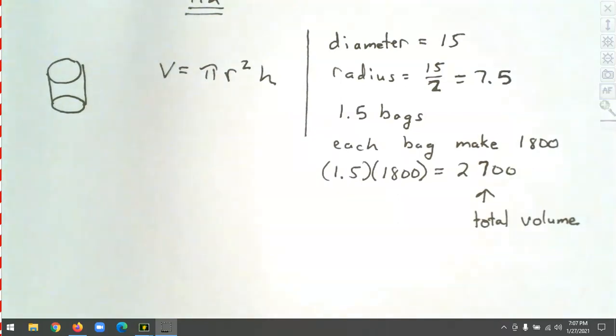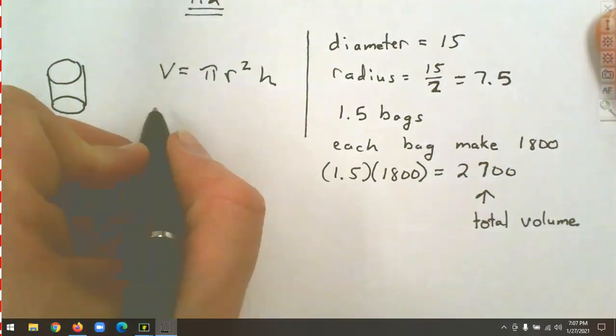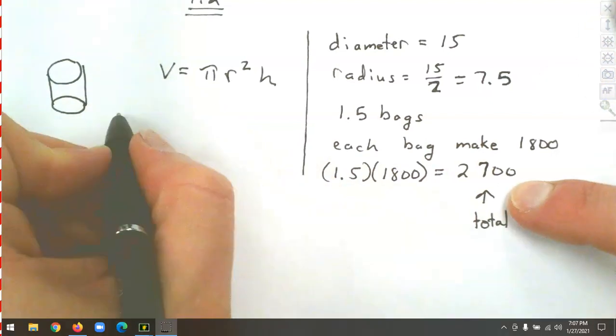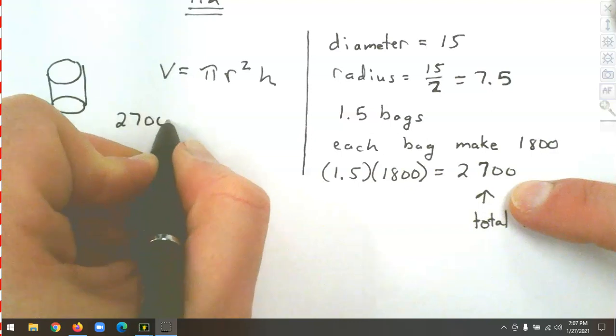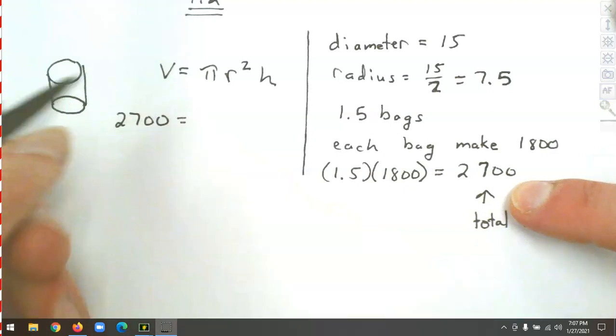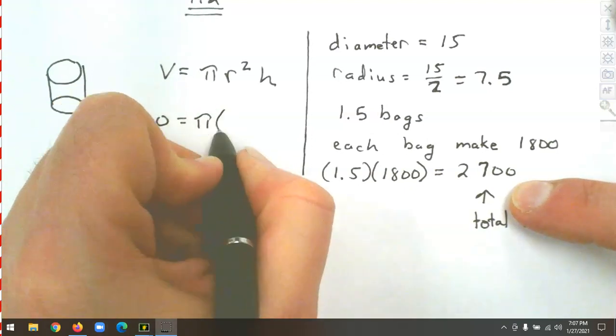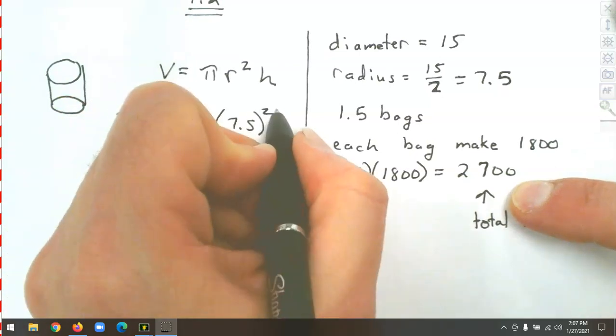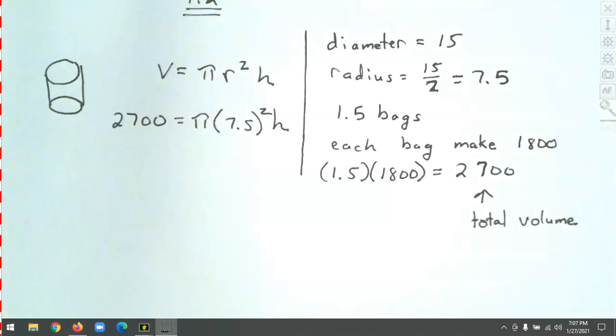We're trying to find our height. So what do we know? When we use our formula, we know now our total volume is 2,700. So that goes here, equals pi times 7.5 squared times h. We can go ahead and finish it.